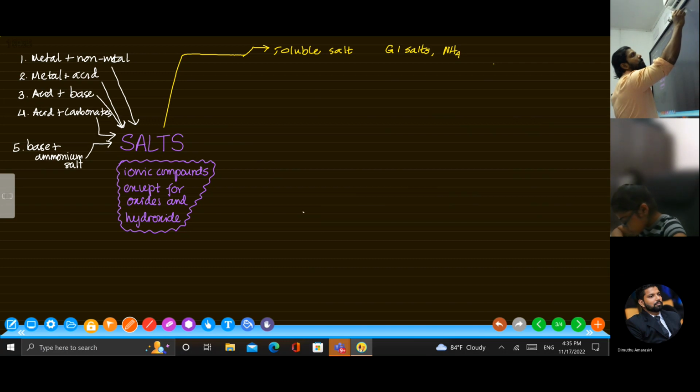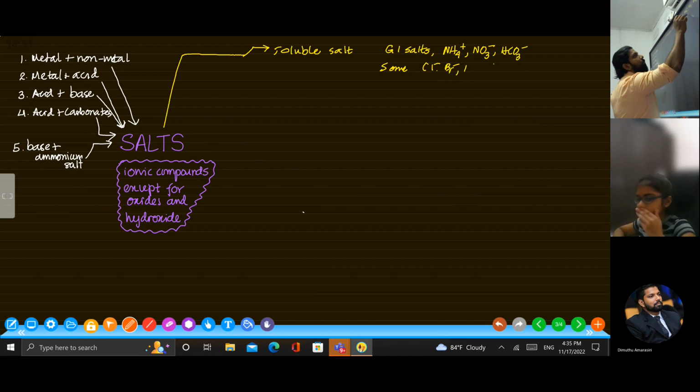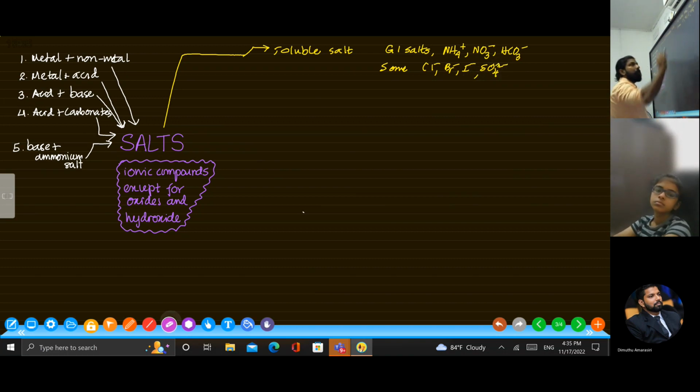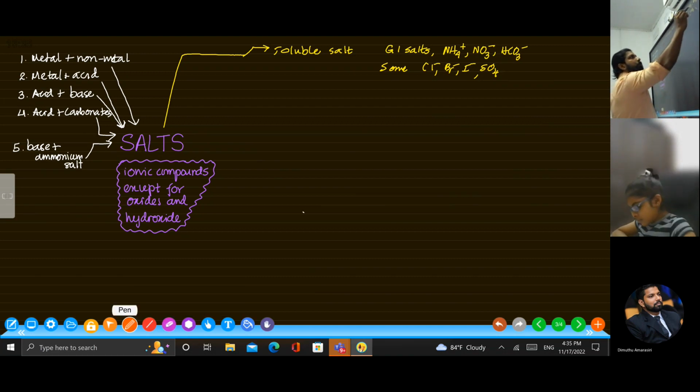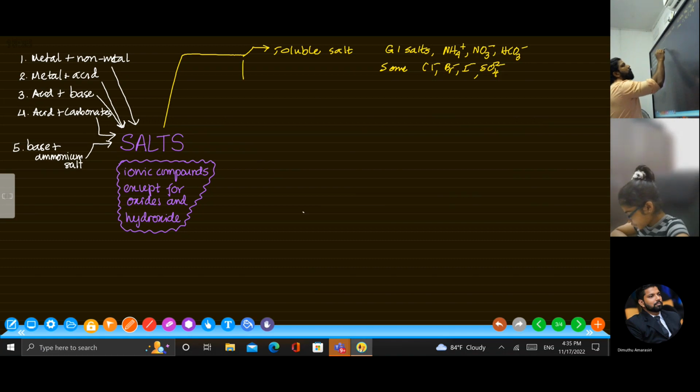Ammonium salts, nitrate salts, hydrogen carbonate salts, all of them are fully soluble in water. The halide salts, chloride, bromide, iodide, are soluble. Sulfates are soluble too. Since we are not very sure about some of them, that's why we need to write the insoluble salts.